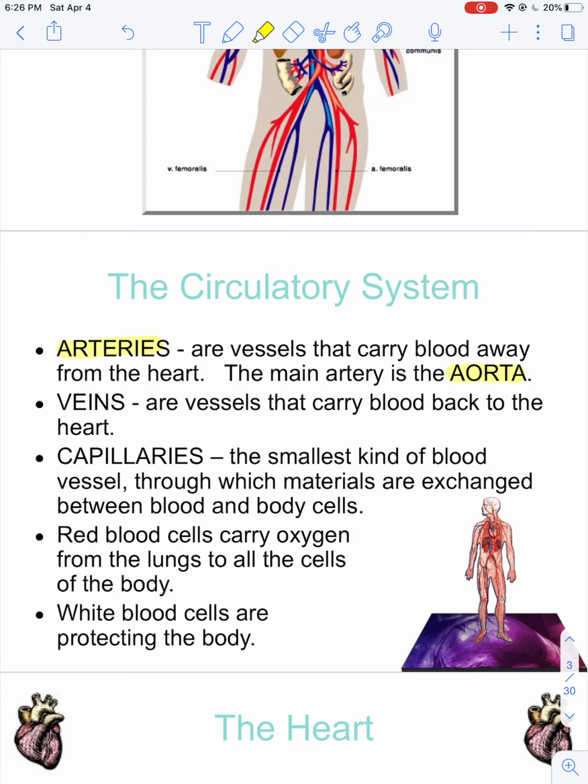Then we have the veins. On a les veines. The veins are vessels that carry blood back to the heart. The capillaries. The smallest kind of blood vessels through which materials are exchanged between blood and body cells. Donc on a vraiment les capillaires qui sont petits, à l'intérieur des capillaires, on a les cellules sanguines qui font les échanges avec les organes. Les échanges de quoi? Les échanges de différents matériels. There's an exchange of material, pas n'importe quel matériel, c'est de l'oxygène ou des nutriments.